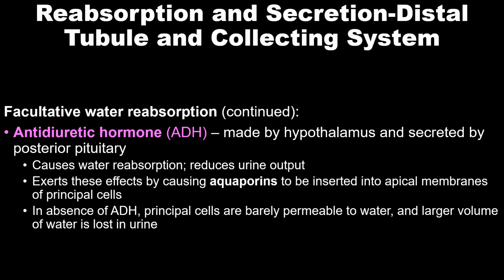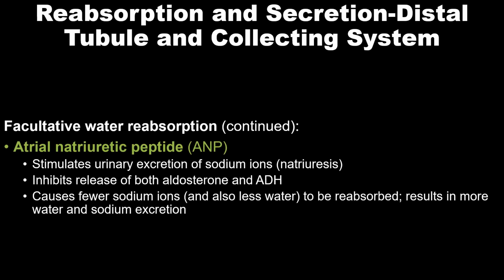You also have atrial natriuretic peptide, and we've talked about this as well. It stimulates natriuresis, or urinary excretion of sodium ions. And so this appears to also inhibit the release of ADH and aldosterone, causing fewer sodium ions and thereby less water to be reabsorbed, and so more sodium ions and more water appear in the urine.